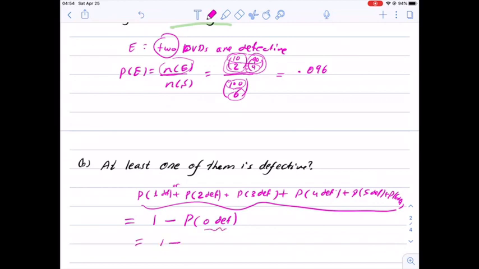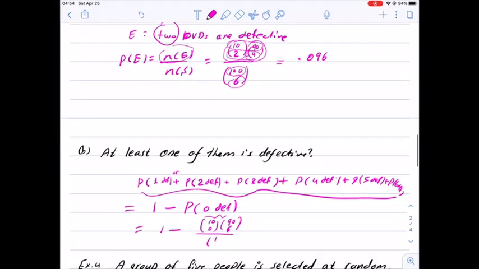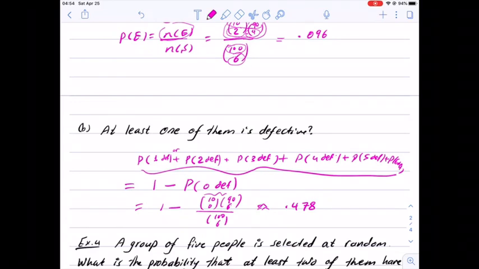This is 1 minus, now 0 defective, that means from 10 defective we choose 0, and from the 90 non-defective DVDs we choose the 6, and from 100 for the sample space we choose 6. Now using a calculator we get 0.478. The probability is approximately this.